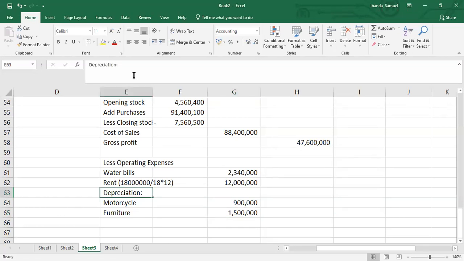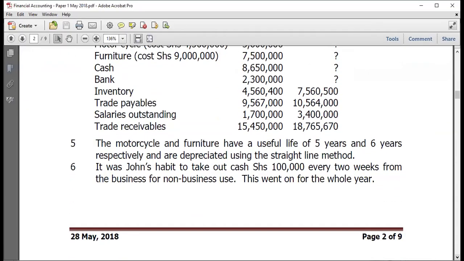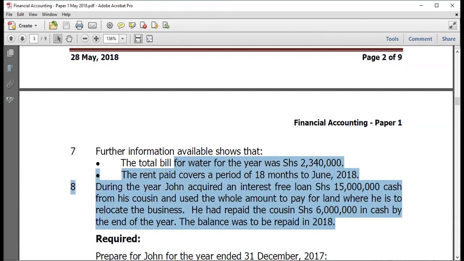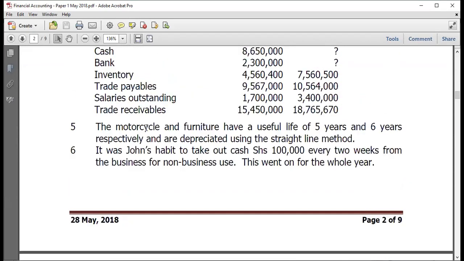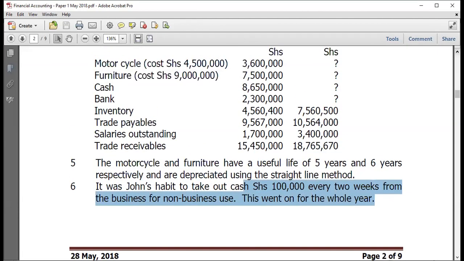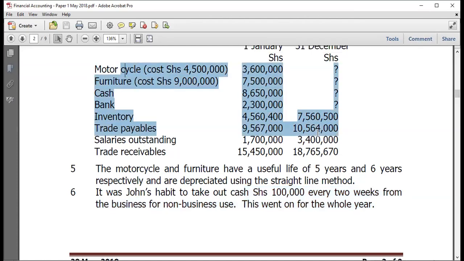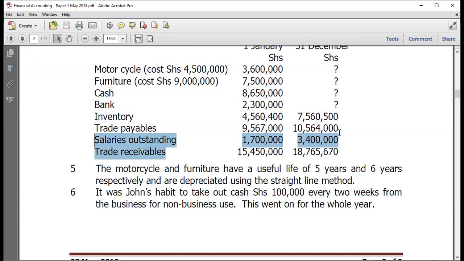So since I have that, my aim is just to confirm that I don't have anything I've left out, okay? All this, at least I've noted it, whatever is relevant to me. Motorcycle, this one I've depreciated. These are drawings, they are not part of what I should record.